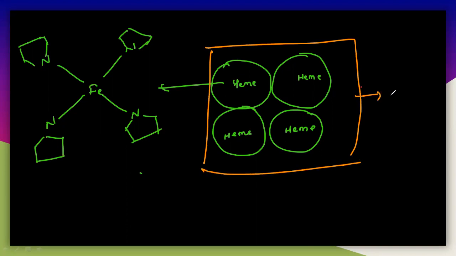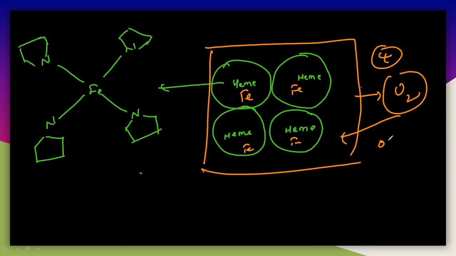So it can bind with 4 oxygen molecules, because 4 iron atoms are there: iron, iron, iron, and iron. Whenever it binds with oxygen, it is called oxyhemoglobin. If it dissociates this oxygen, then it is called deoxyhemoglobin again. So the oxygen can bind with the hemoglobin.